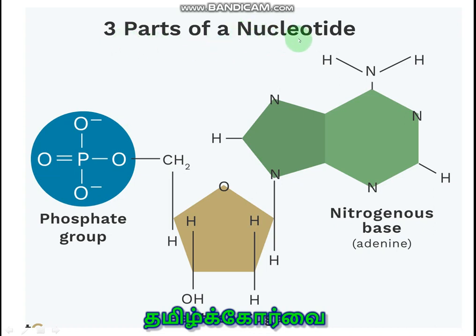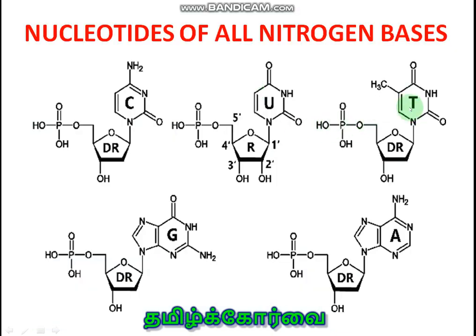Here, nucleotide. This is the monomer of the polymer DNA. So nucleoside plus one phosphate group is called a nucleotide. So here I have given the nucleotide of thymine. All the three molecules are present, and the nucleotides of cytosine, guanine, and adenine.